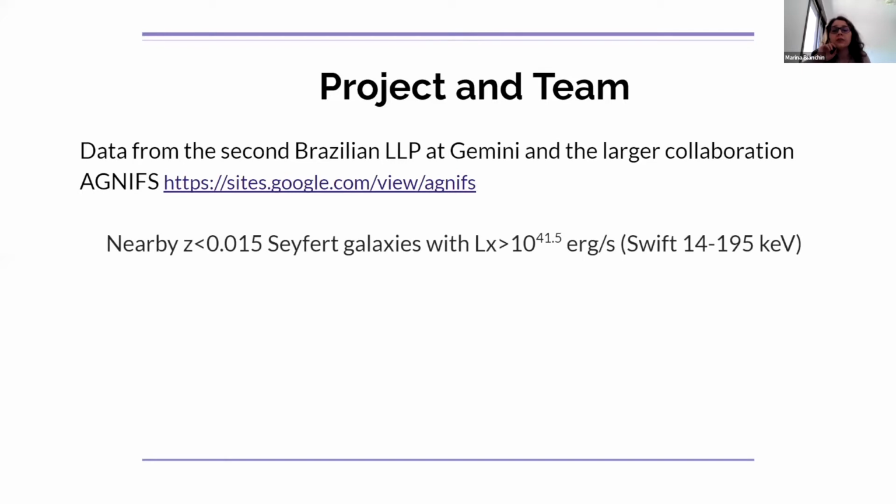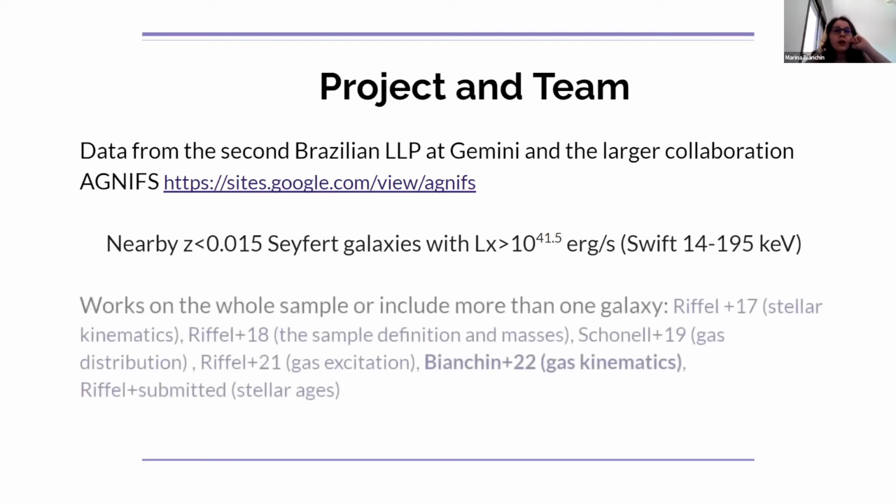And the main selection of these AGN were that they are very nearby Seyfert galaxies, very low redshift, with considerable X-ray luminosity. So these are the main selection criteria, and of course being observable at Mauna Kea.